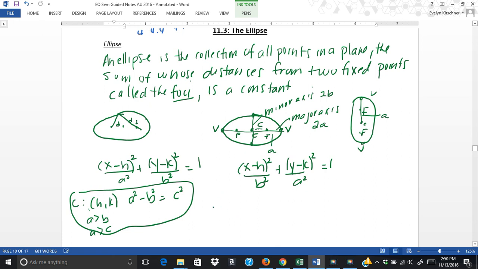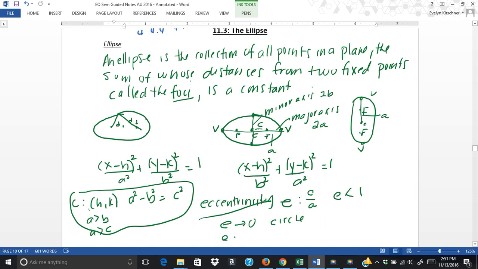I also have something called an eccentricity. And that's e, and it's defined as c over a. And since c is always less than a, it's always going to be less than 1. Okay? But when I look at e, if e is close to 0, then it looks like a circle. So if it's close to 0, that means that a is a lot bigger than c. So the foci are at the center.